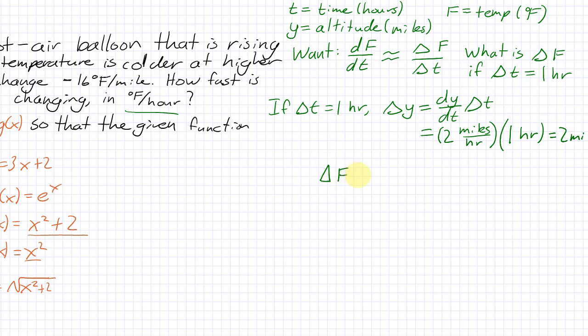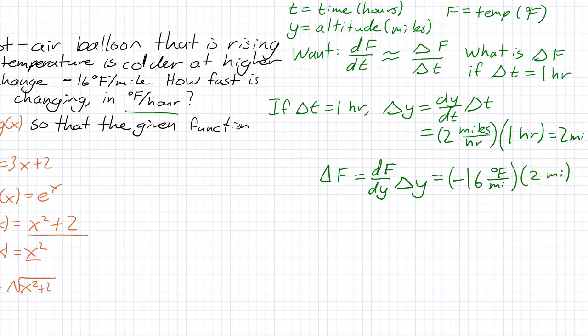That change in the temperature is going to be equal to the rate of change of temperature with respect to altitude, multiplied by a change in the altitude. And in this case, the rate of change in temperature with respect to altitude is negative 16. Let me write this way: negative 16 degrees Fahrenheit per mile. And we're talking about an increase in the altitude of 2 miles.